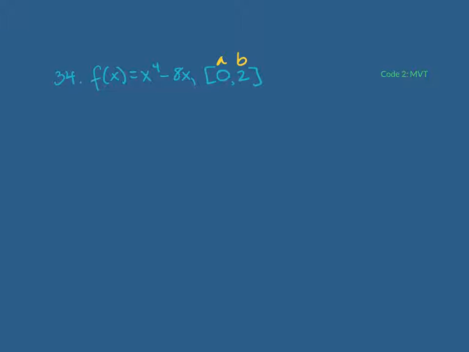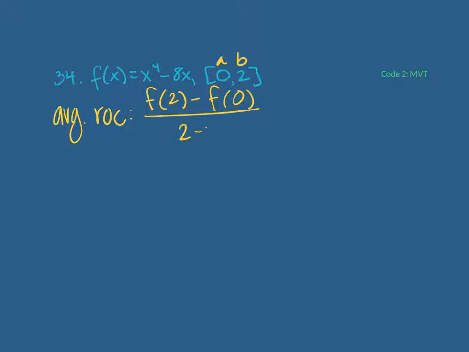Now we need to figure out what the average rate of change is. So the average rate of change is going to be f of 2 minus f of 0 over 2 minus 0. So this is going to be 16 minus 16, minus 0, over 2. So this is going to be equal to 0. Now we have our average rate of change.